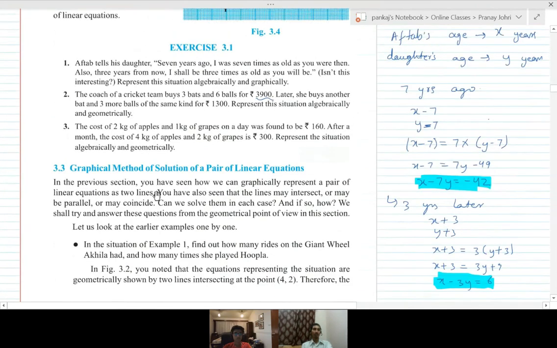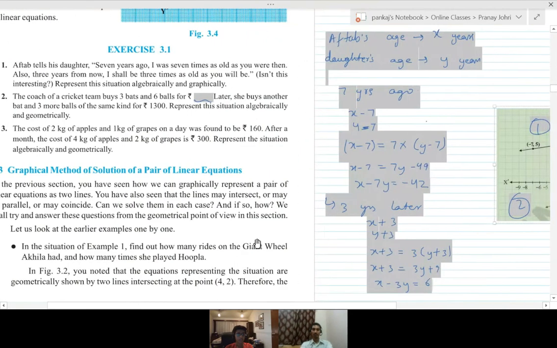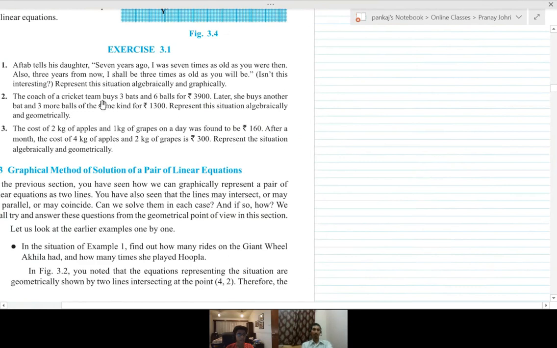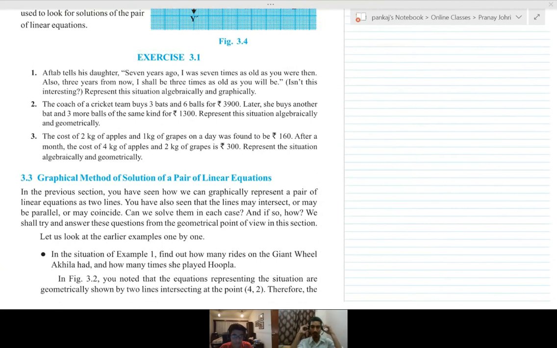So continue with the second question. A fourth of a cricket team buys three bats and six balls. Another buys one bat and three more balls at the same time. So, let the number of bats be x and the number of balls be y.